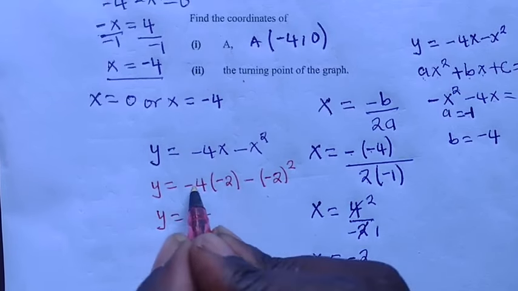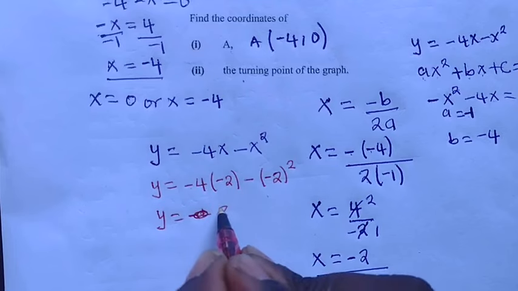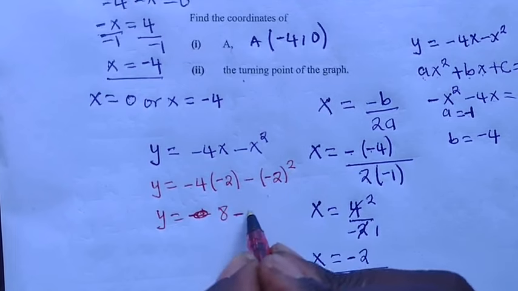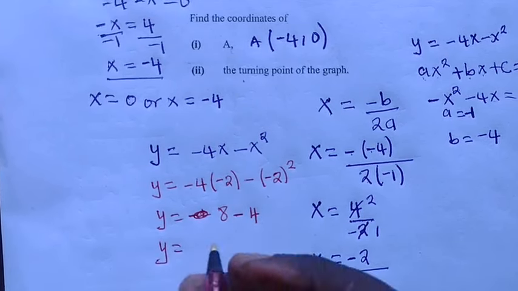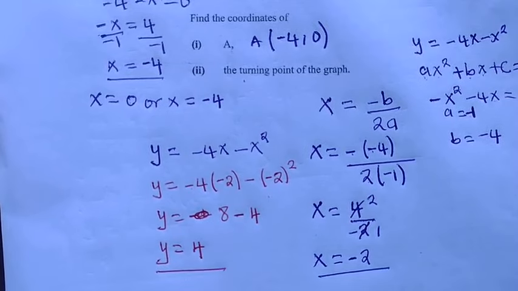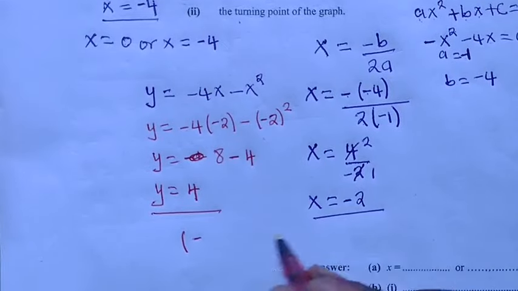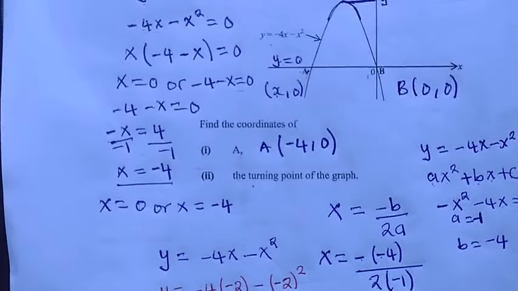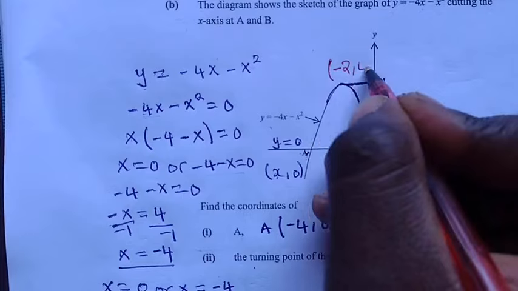So we are going to have y equal to negative 4 times negative 2, this will give us positive 8. Then minus negative 2 squared, it will give us positive 4. So from here we have y is equal to 8 minus 4, which gives us a 4. So these are the coordinates. For x it's negative 2, for y it's 4. So when you look at our graph, the coordinates of this turning point are negative 2, 4.